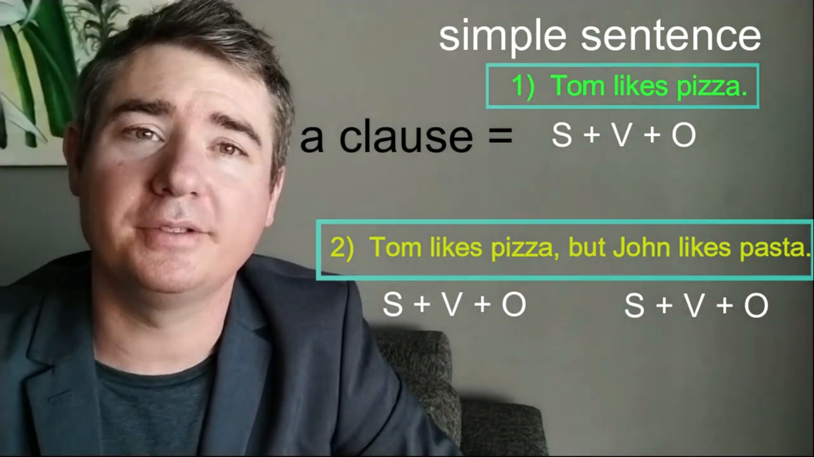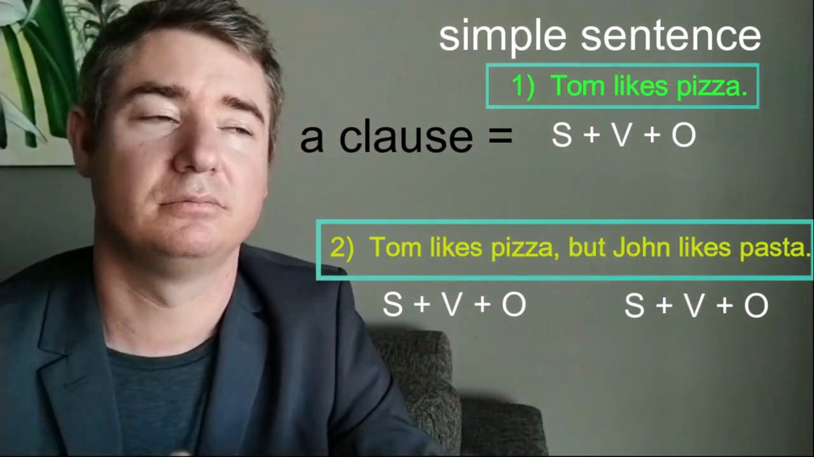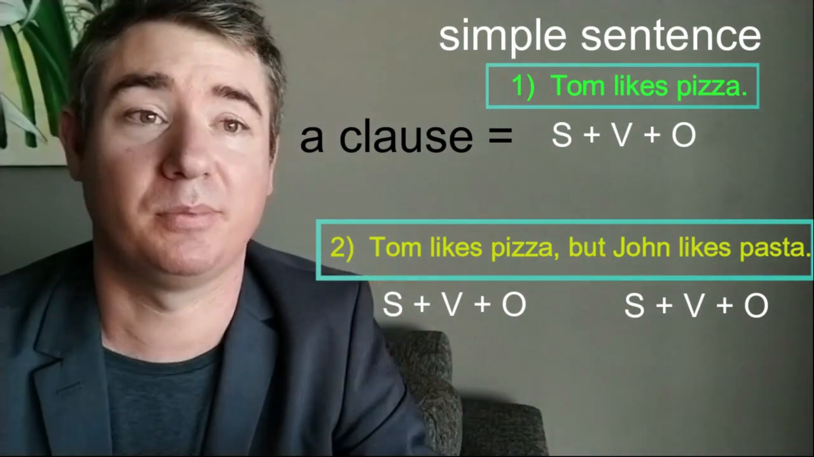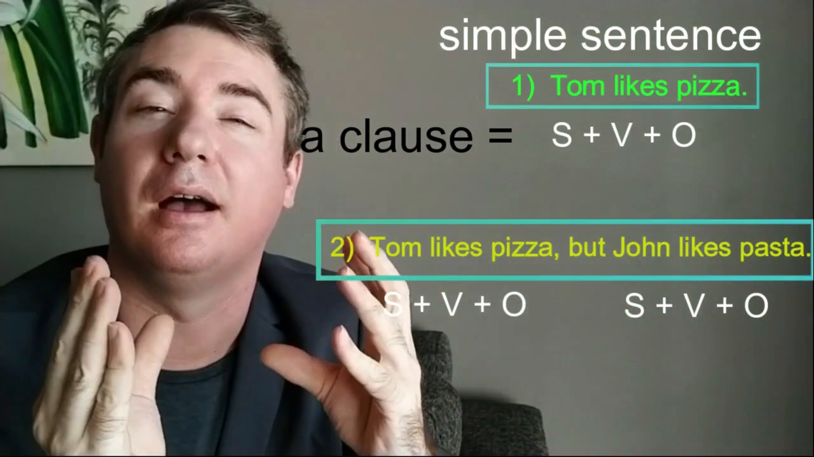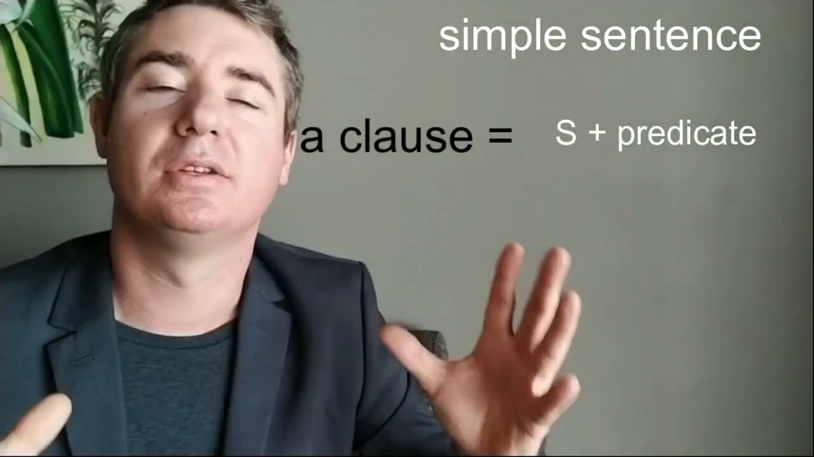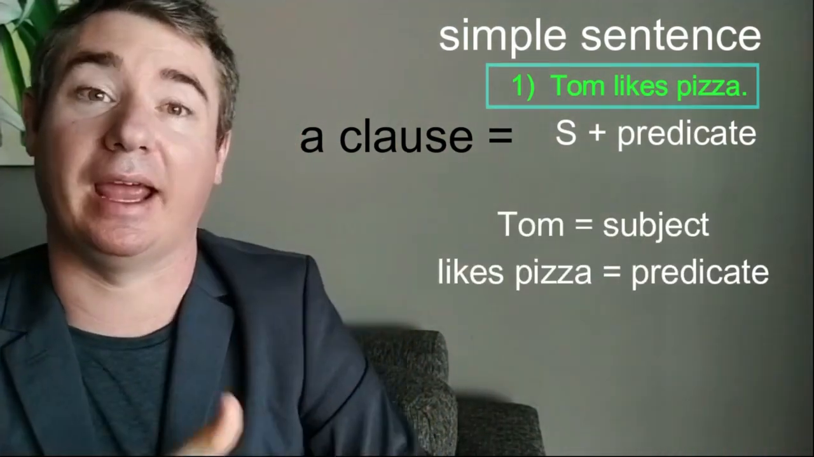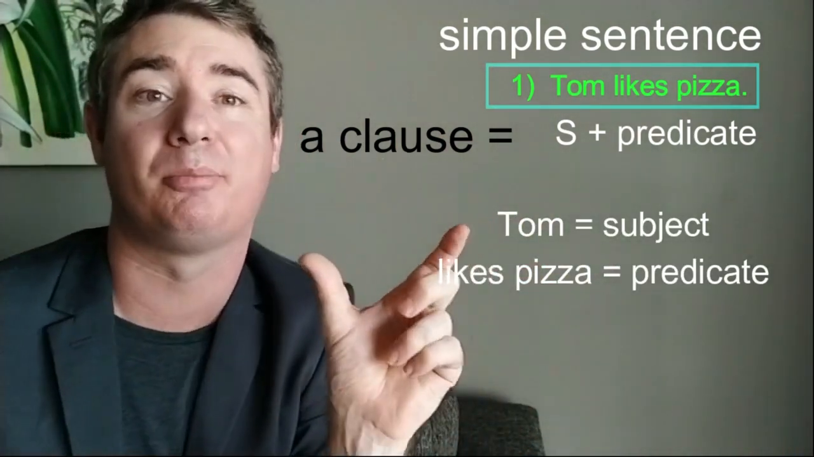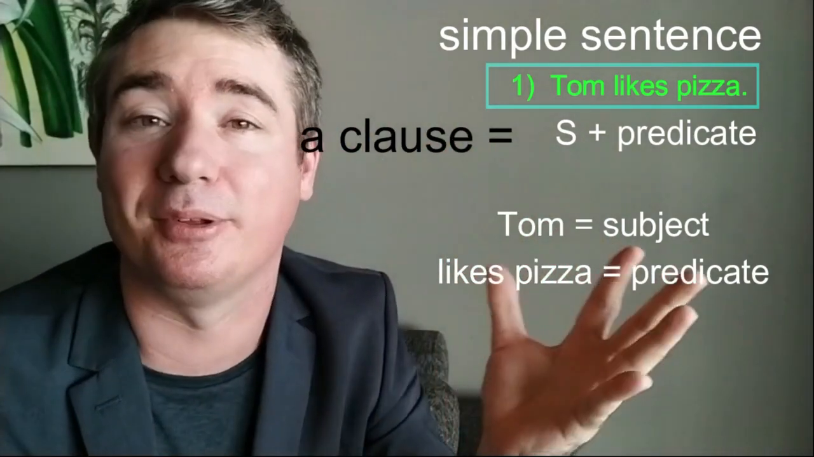A clause has a subject plus a verb, or maybe a subject plus a verb plus an object. We actually say a clause has a subject plus a predicate. Okay, so here we could say Tom is the subject and likes pizza is the predicate. This is one clause and this is a simple sentence. Okay?